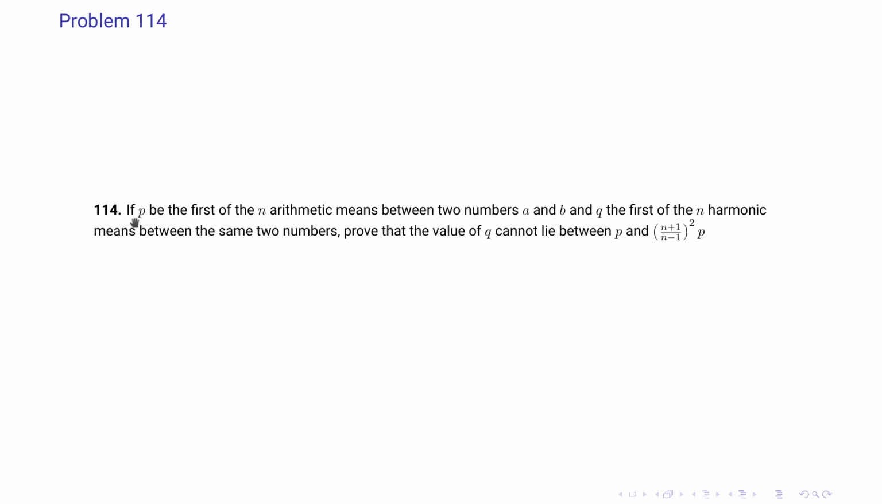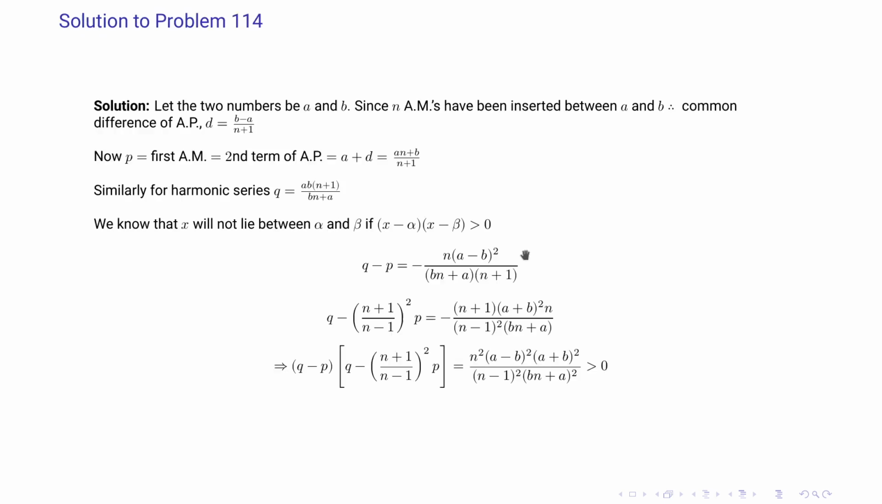Problem 114 says that if p be the first of n arithmetic means between two numbers a and b, and q the first of n harmonic means between the same two numbers, prove that the value of q cannot lie between p and ((n plus 1) by (n minus 1)) whole square into p.